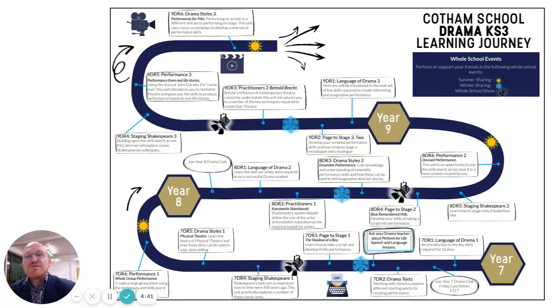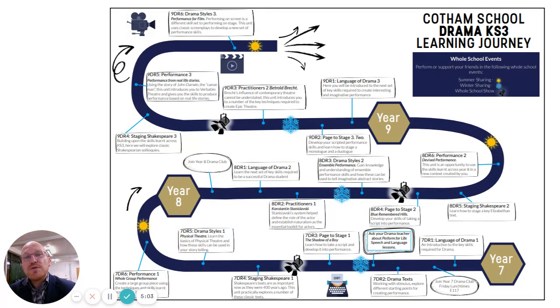So here's our Key Stage 3 learning journey, and the 3 inherent big skills that we're looking at here are scripted performance, so how students take their work from the page to the stage. And you can see that repeated, so maybe 3 or 4 times across Key Stage 3. We're interested in their devising skills. You can see this in our drama text units and our drama styles units.